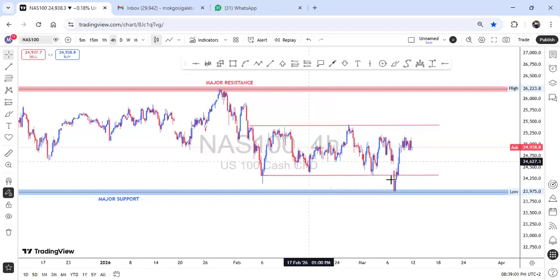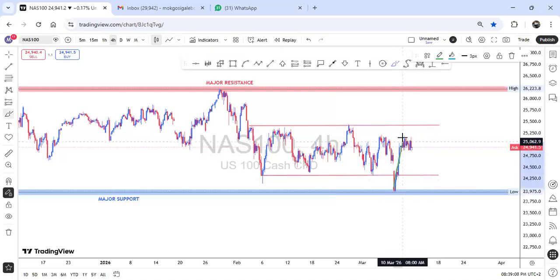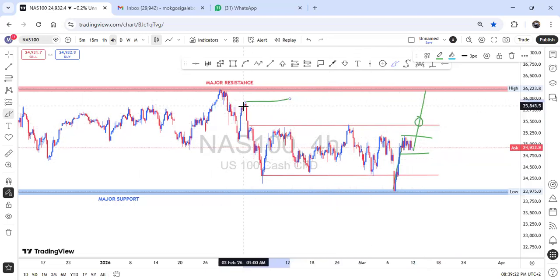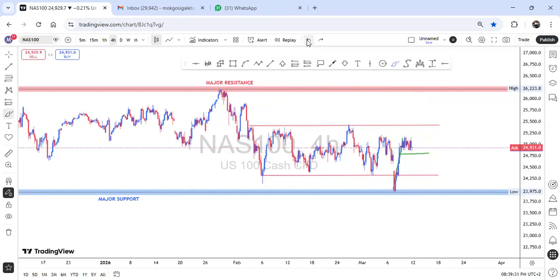But before I move to H1, we can see this is an impulsive phase, this is a corrective phase, an impulsive phase, a corrective phase. And then what are we expecting? Another impulsive phase to push to the upside. Once we break that level, we will be expecting the market to approach this level. Once we approach this level, we'll be expecting the market to break that level or to bounce from that level. That's our probability and possibility. So let's move to our H1.